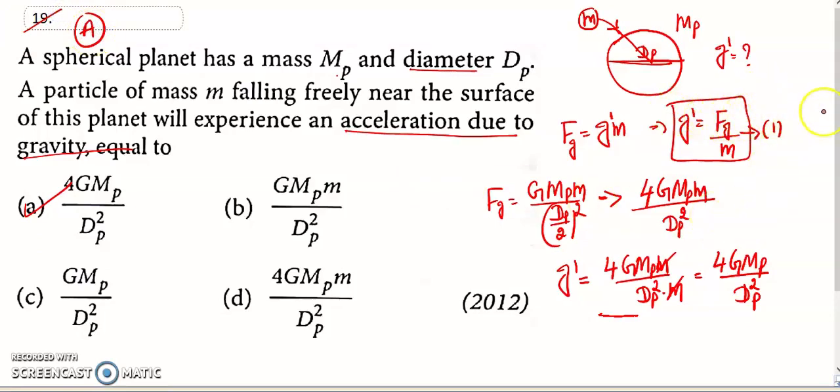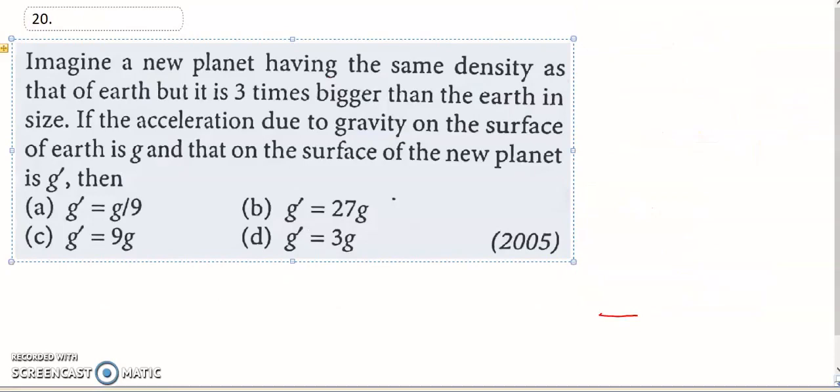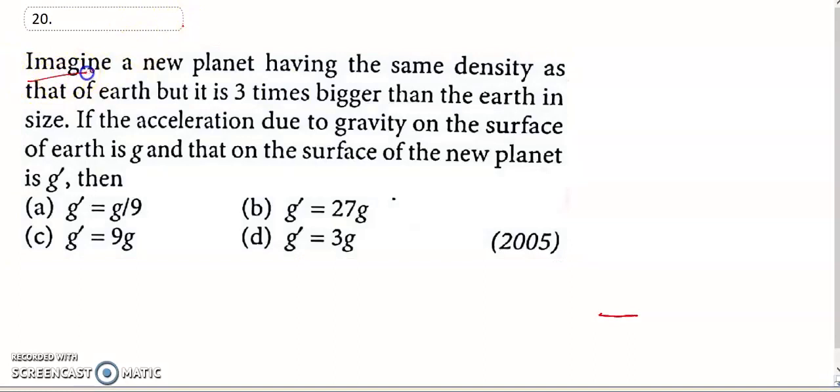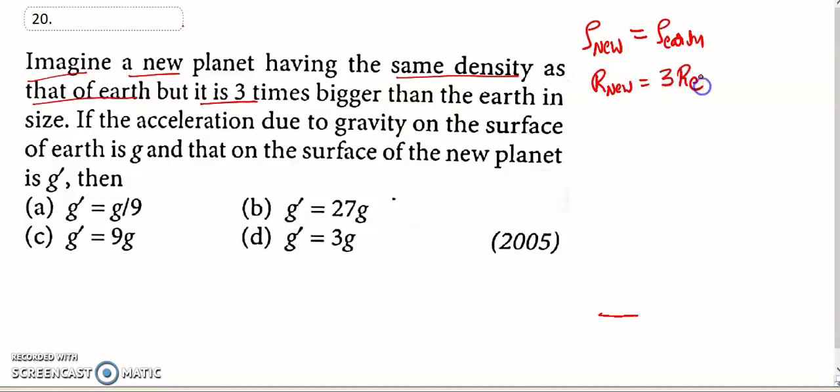So let's move to the next question, question number 20. Imagine a new planet having the same density as that of Earth. The density of the new planet is the same as the density of Earth, but 3 times bigger in size than Earth. That is, the new planet has 3 times the radius of the Earth.